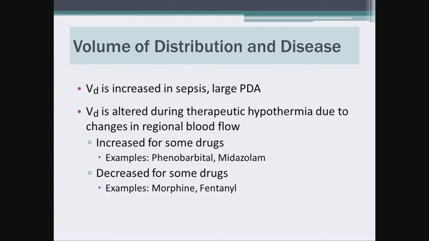What about volume of distribution in disease? Well, for babies who have true sepsis and those with a large patent ductus arteriosus, the volume of distribution is going to be increased. The volume of distribution is also altered during therapeutic hypothermia due to changes in renal blood flow. It has a different effect on different drugs. For example, for phenobarbital and midazolam there's an increased volume of distribution, but for drugs such as morphine and fentanyl, there's a decreased volume of distribution.